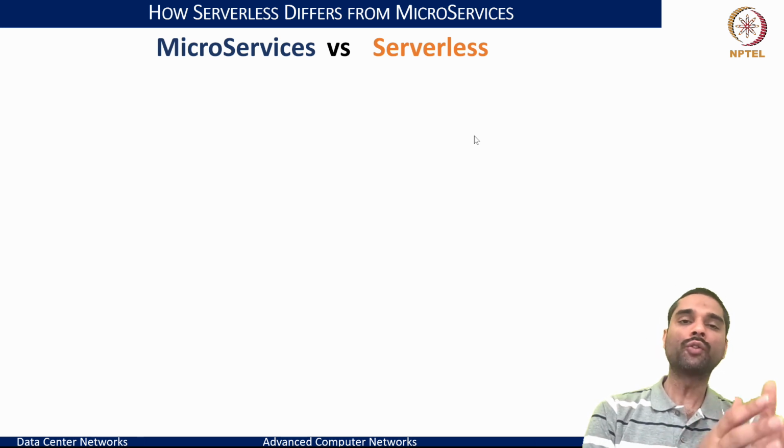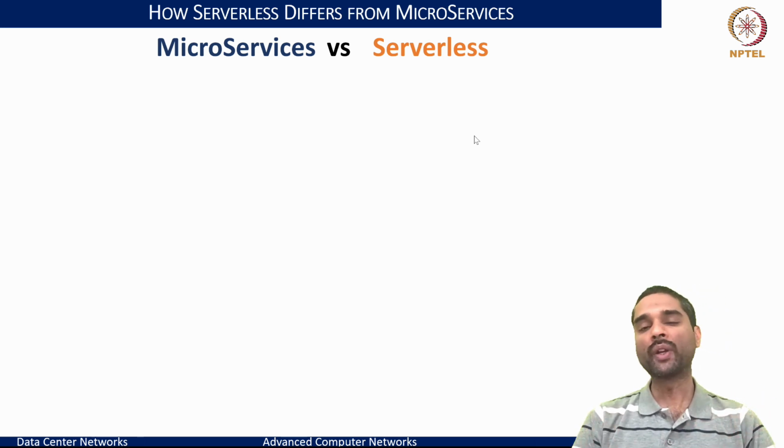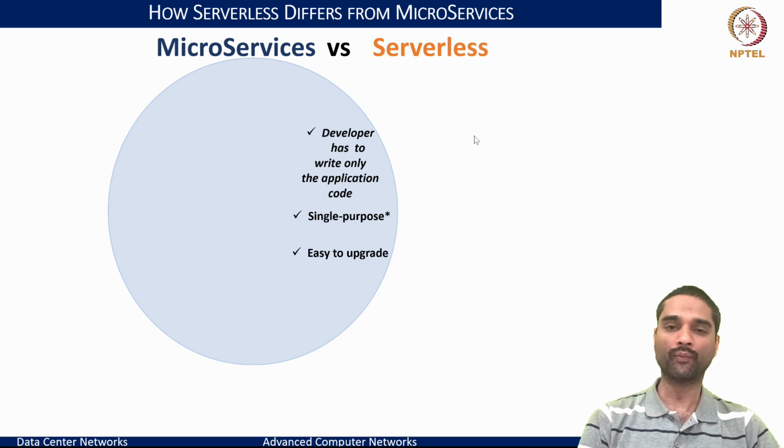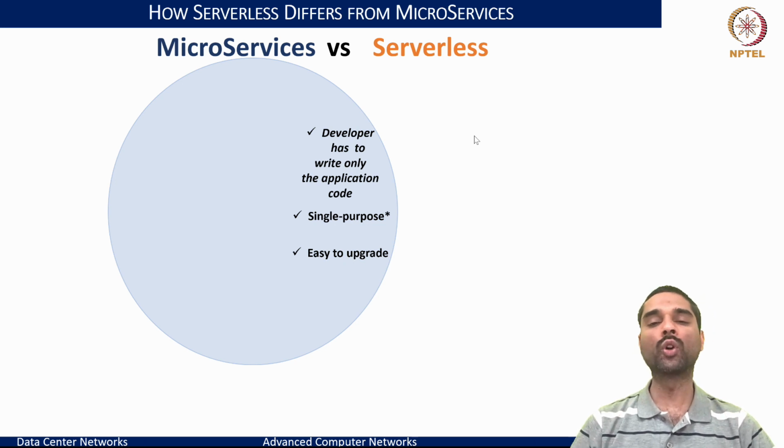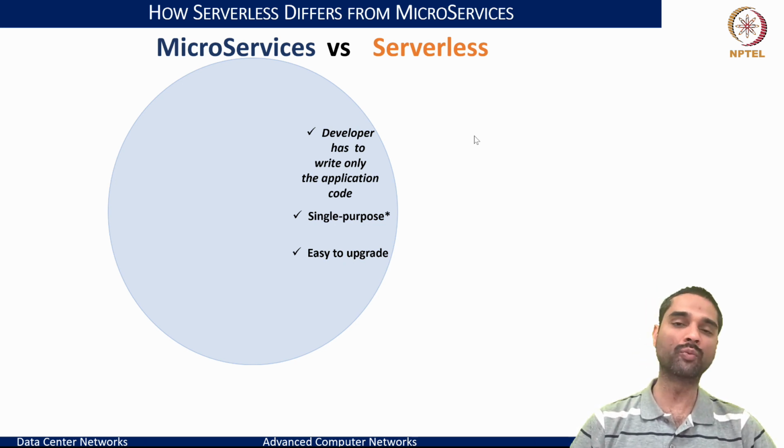So let's try to see microservices and compare that with the serverless model. We saw that microservices enable developers to write just the application code for a particular service, and each service is in essence a single-purpose service built to do just one kind of job. And because we are able to focus on just one particular job each time, partitioning each of these services independently makes it easier to upgrade any one part much more easily than changing the entire application.